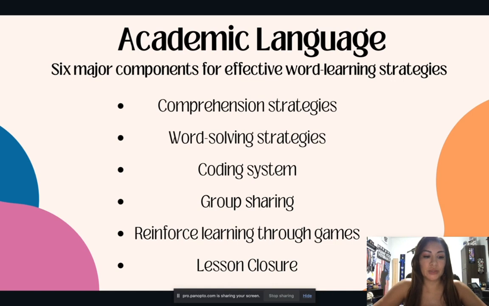Number two, using word solving strategies. Students learn to break down words to smaller units in order to find word meanings. Number three, implement a coding system. As students read a text, they will code clues that will help them construct a word meaning. Number four, share clues with the group. Creating a chart to share findings will allow students to check for accuracy and understanding.